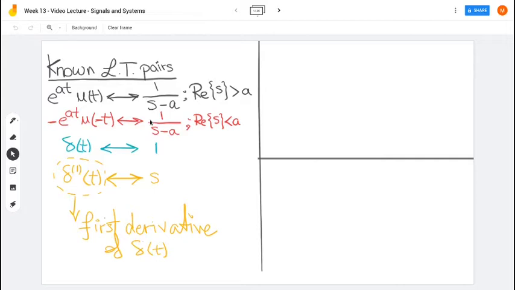So the idea is that if we have a function x of s, for which we need to do the inverse Laplace transform, if we can express x of s as a summation of constants and terms in the form 1 over s minus constant, then we can use this table to map every term, like 1 over s minus a, in time domain as e to the power at u of t. If we have a constant, it can be mapped in time domain to delta of t, and so on.